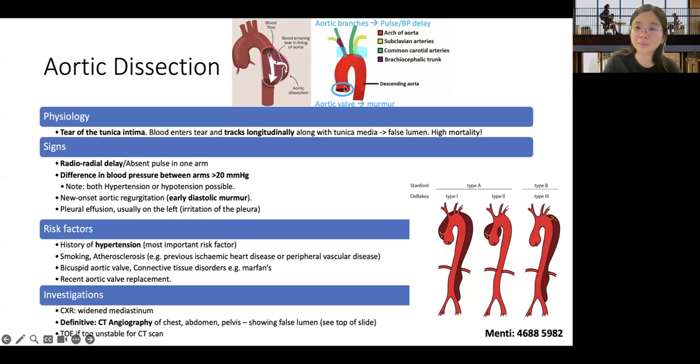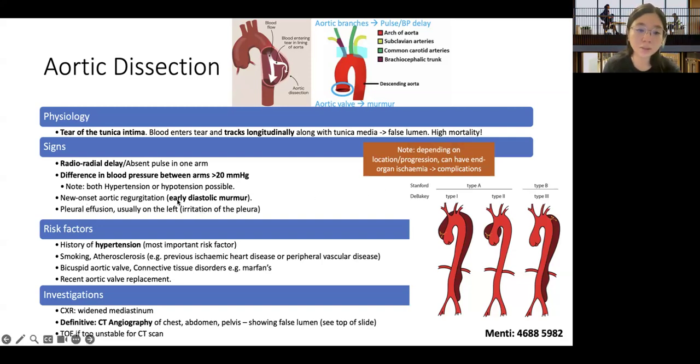So if the obstruction is here, for example, then one side is unobstructed, but this side is obstructed, so it becomes lower. Because of this, you can also have lower blood pressure in one arm, and this difference, if it's above 20, would be considered quite suggestive of aortic dissection.